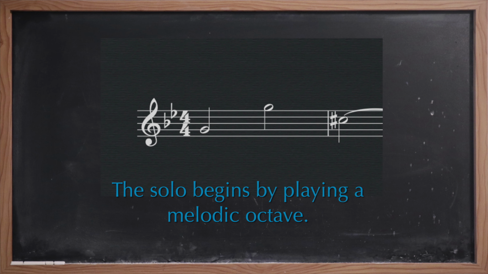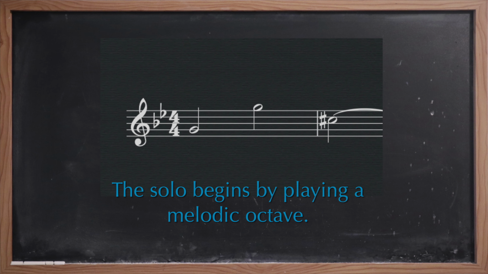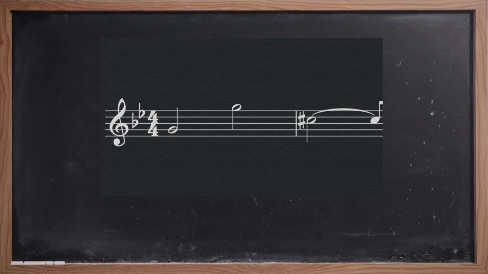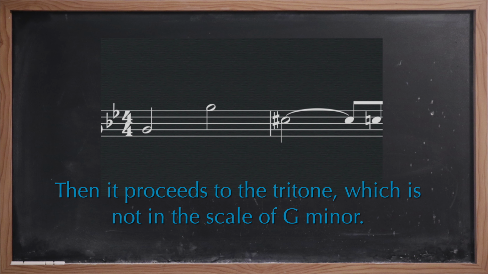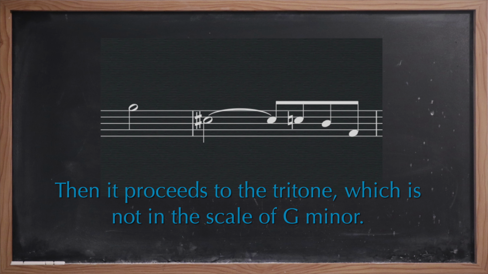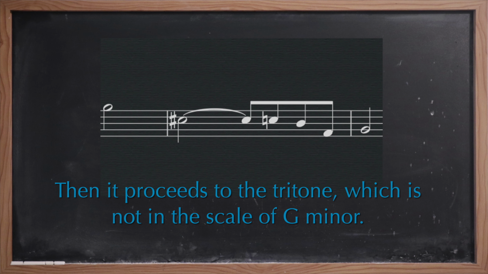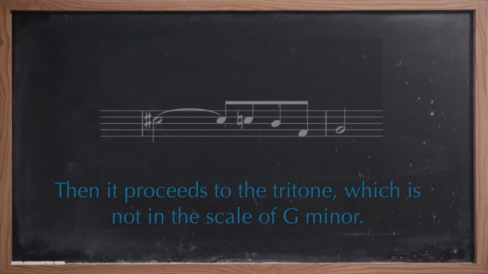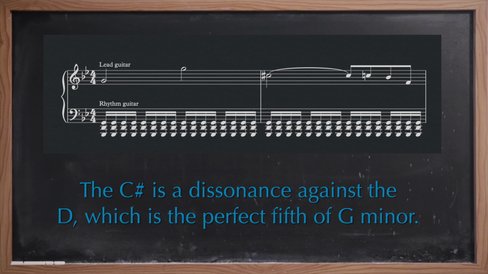It starts off with the G, and then it plays an octave above with the high G, and the next note that follows is a C sharp. And C sharp is not in the key of G minor. But what it does is that it adds a nice dissonance to this part because it creates a tritone. There's a tritone between G and C sharp, and it also creates a subtle dissonance because it clashes against the D, which is part of the G minor chord that is in the background.